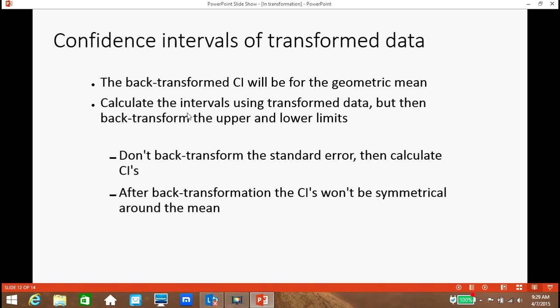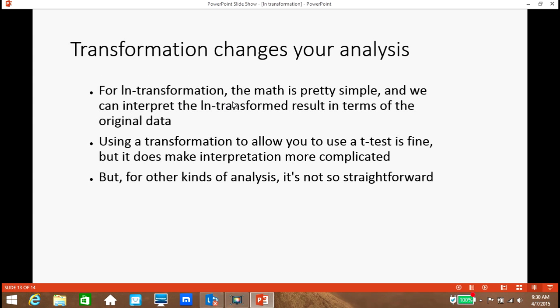And as I said, back transform the upper and lower limits of any confidence intervals you're looking at. You don't want to back transform the standard error and then calculate. That would be wrong, because you need to just use these upper and lower limits, because this confidence interval won't be symmetrical. And that's also true because of the skew in the original data. So it's changing our analysis a bit. The math is pretty straightforward. It just makes it a little more complicated.